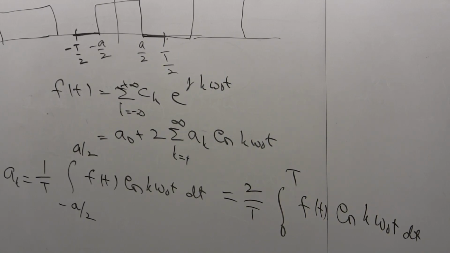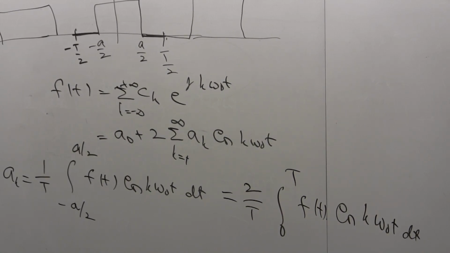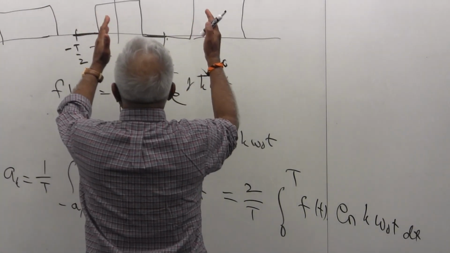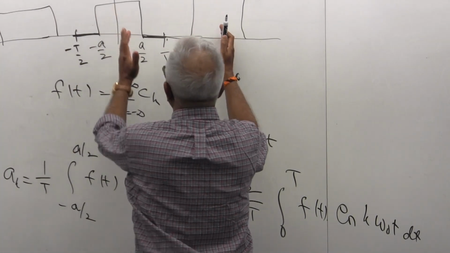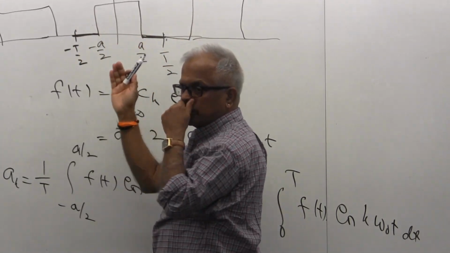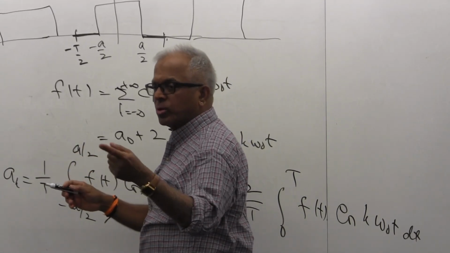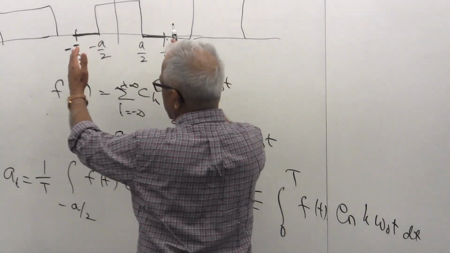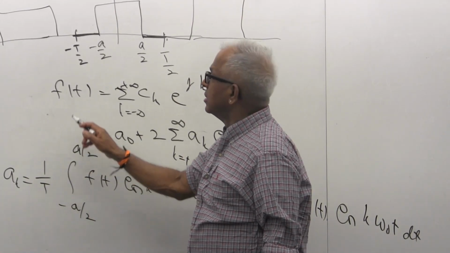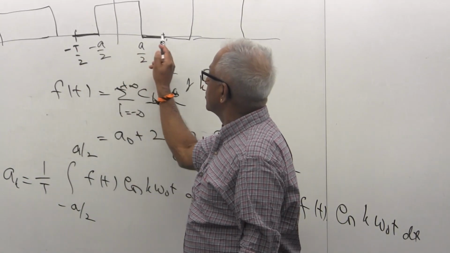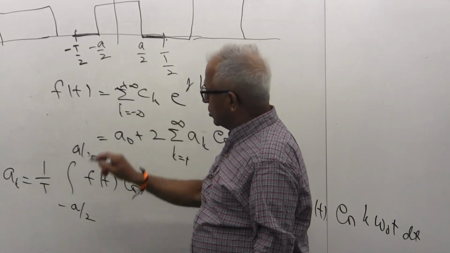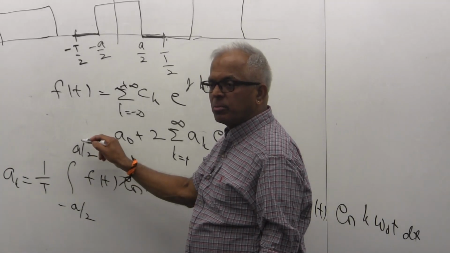I'm a bit lost about the from 0 to T part. Why? So remember, as I said, integration can be done from anywhere to anywhere. You can do from here to here, but you can also do from here to here, because that's something you are going to look through at home. I told you that you can do this integration from any t0 to t0 plus T. So I'm going to do from here to here over a period. But the signal is 0 here and here. So the actual integration is only from minus a by 2 to a by 2.